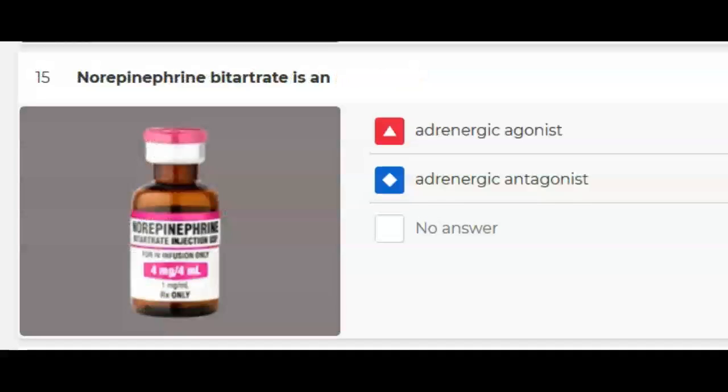Norepinephrine, is it an adrenergic agonist or an adrenergic antagonist? If you look, it has the name epinephrine within it, right? So this is one of those medications that you need to recognize which class it's in. Just like epinephrine, norepinephrine is an adrenergic agonist.